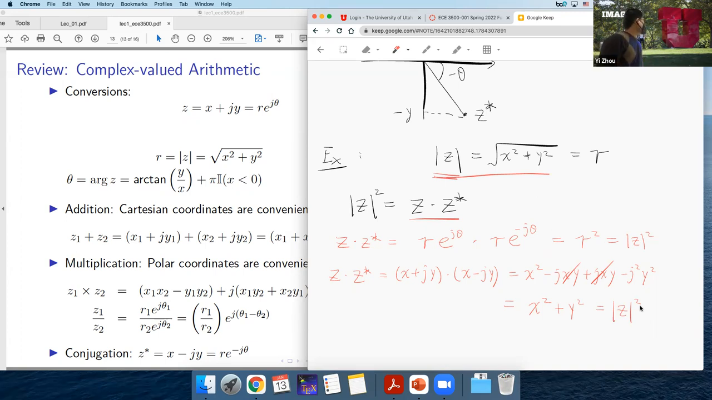Okay, so you can see that by multiplying a complex number by its conjugate, you get a real number, which is the magnitude to the power of 2. You know, the magnitude of a complex number is a real number. To the power of 2 is a real number.